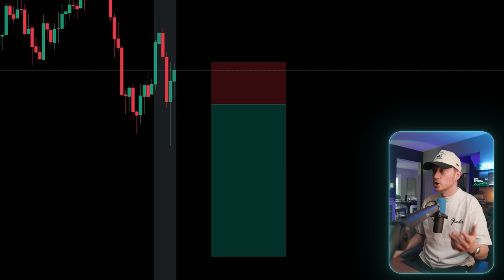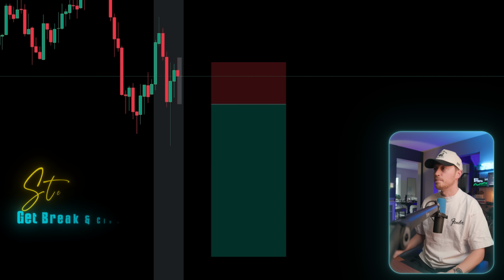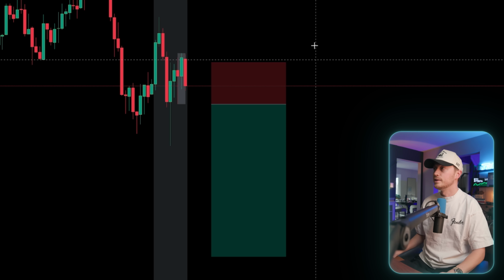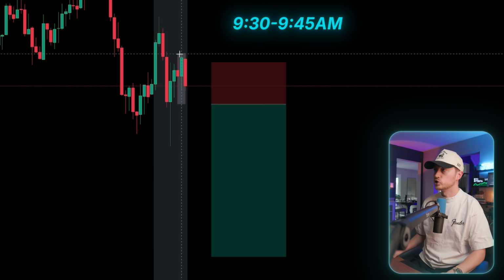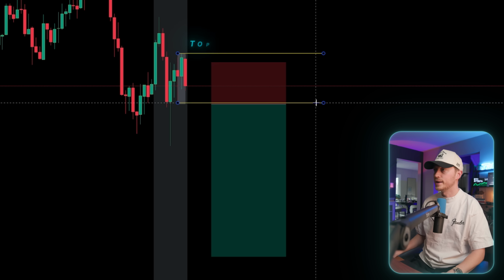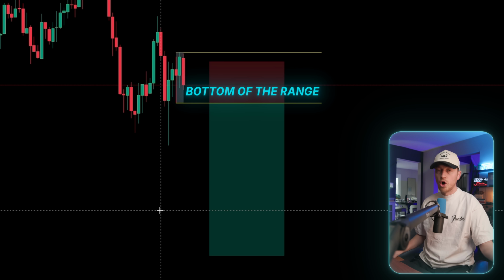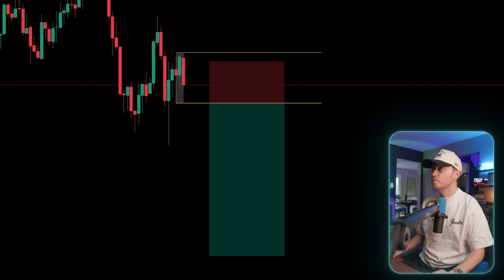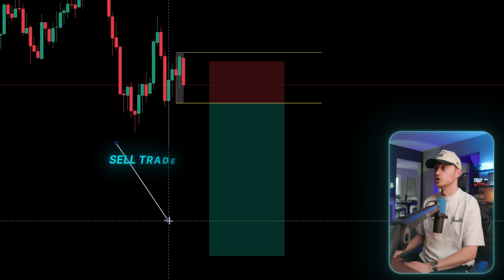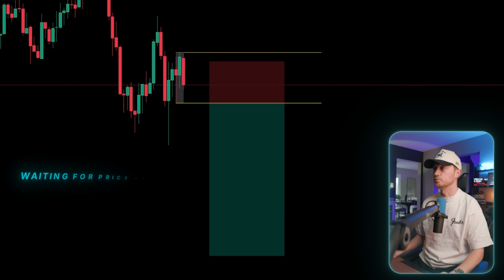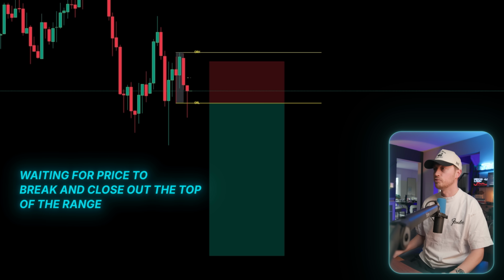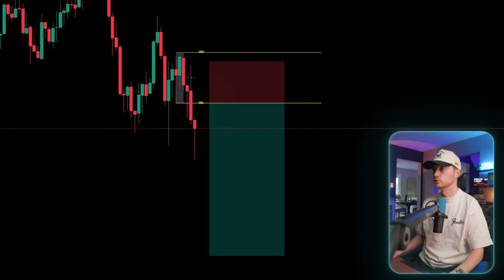Then for step 2, what am I doing? I'm setting up my range, right? 9:30 to 9:45, New York Stock Exchange open. We get the top of the range. We get the bottom of the range. I already know the direction I'm looking for. Step 1 told me that I'm looking for sell trades. So I'm looking for the price to break out the bottom of that range. You could see I broke out the bottom of the range right there.